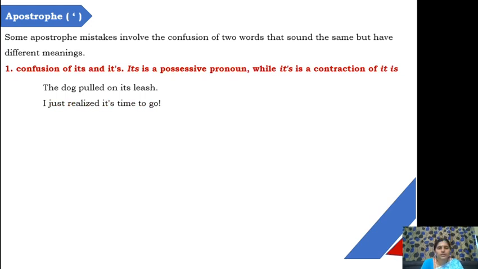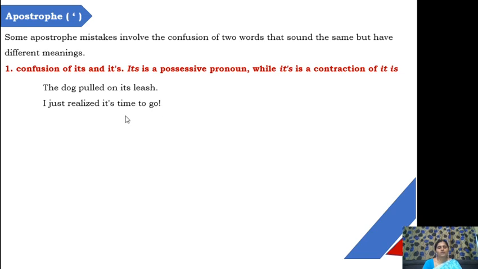Confusion of its and it's. Sometimes we get confused. Its is a possessive pronoun, and if you use the apostrophe, then it is a contraction. So there's a simple difference: if you use an apostrophe, that is called a contraction; if you do not use it, then it is a possessive pronoun. The dog pulled on its leash. Here, its is used as a possessive pronoun, so there is no need to put a mark there. I just realized it's time to go.